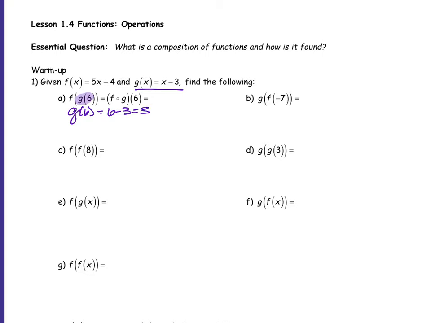And then it says I'm going to take my answer and put it inside of f. So g of 6 was 3. So now I want to find f of 3. Now I'm going to substitute that into f wherever there's an x. So I get 5 times 3 plus 4, which is 15 plus 4, or 19, I think.